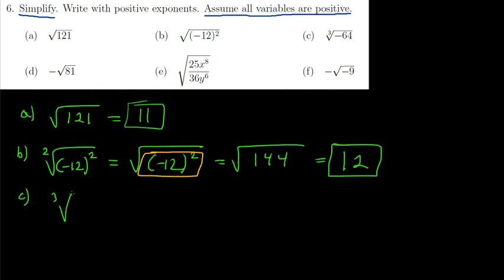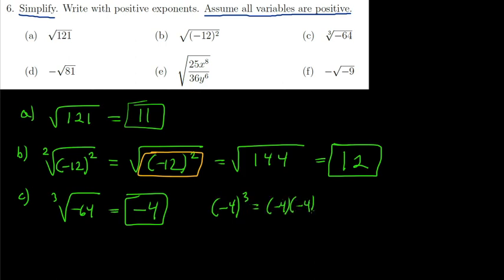Part C, the cube root of negative 64. Okay, so it's negative, but it's a cube root, right? So there's nothing funny going on here. This is just going to be negative 4. Okay, and you can check. If I take negative 4 to the power 3, I get negative 4 times negative 4 times negative 4, which is indeed negative 64.